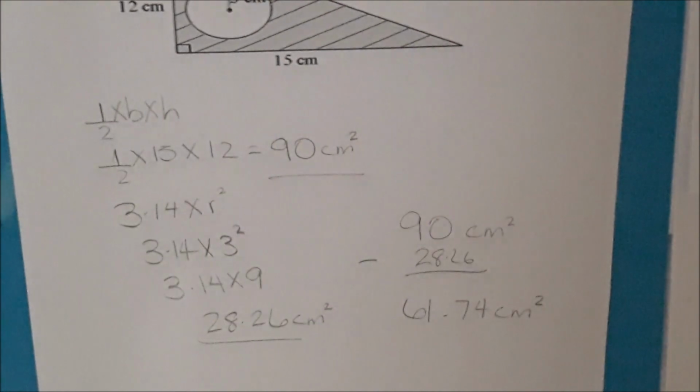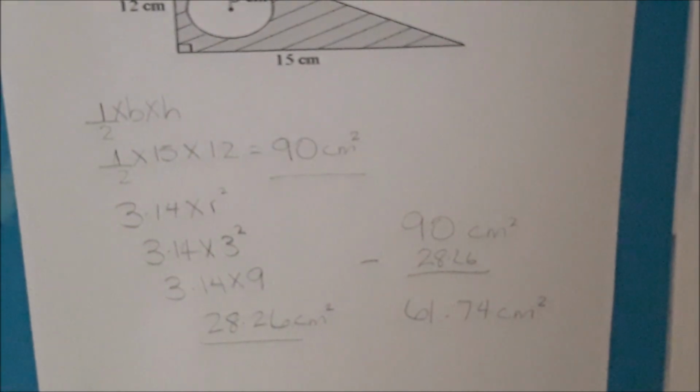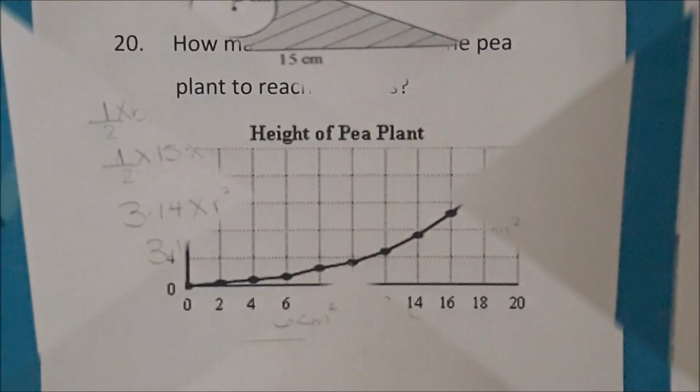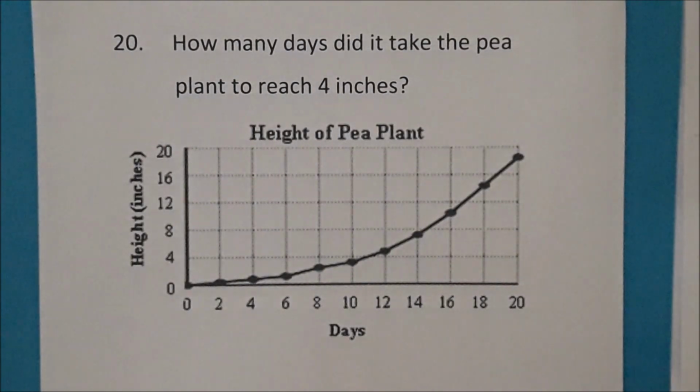So you find the area of the triangle, which is 90 square centimeters, and the area of the circle is 28.26 square centimeters. Subtract the circle from the triangle, and you get 61.74 square centimeters. Very good. Move on to number 20. Okay, final question. Go ahead, Precious.